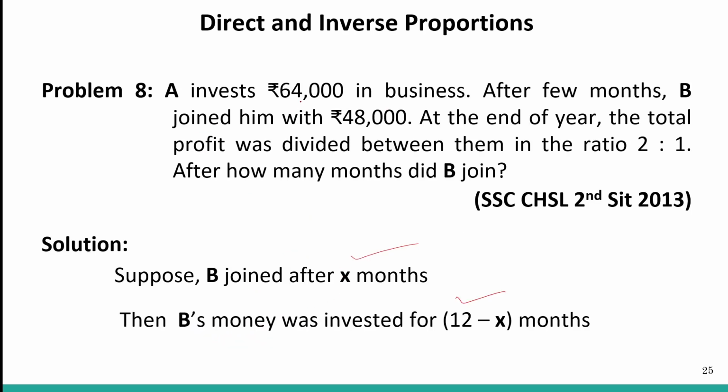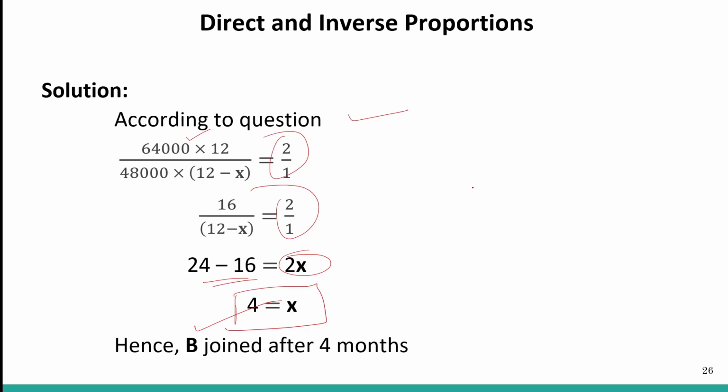So if A invests 64,000 in business, and after a few months B joined with 48,000, and at the end of the year the total profit was divided between them in 2:1, then after how many months did B join? B joined after 4 months. This is what we can conclude from here.